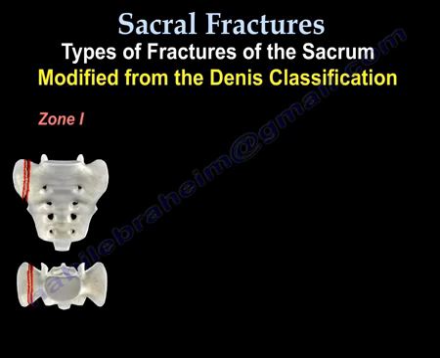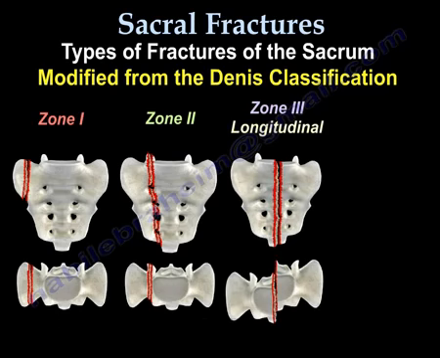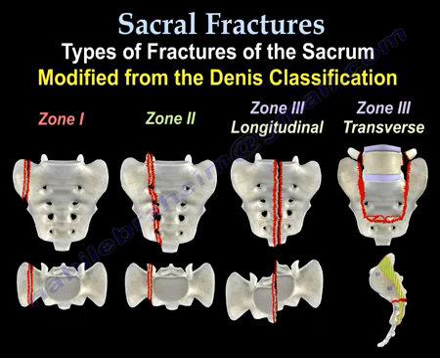And these are the three types of sacral fractures: type 1, type 2, and type 3, the longitudinal and the transverse.